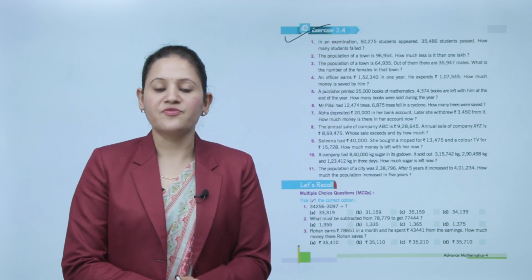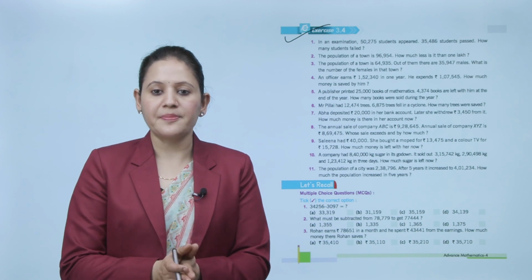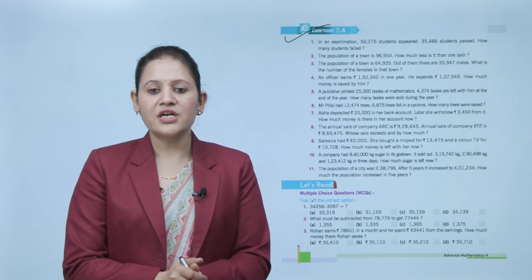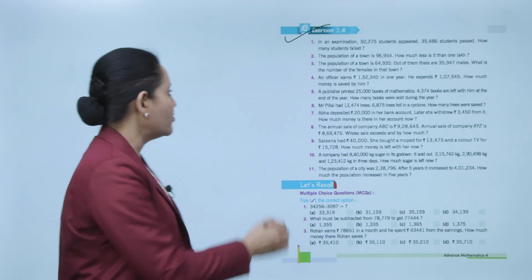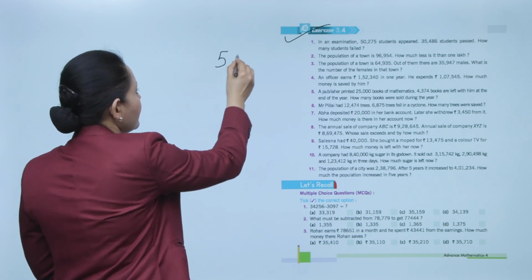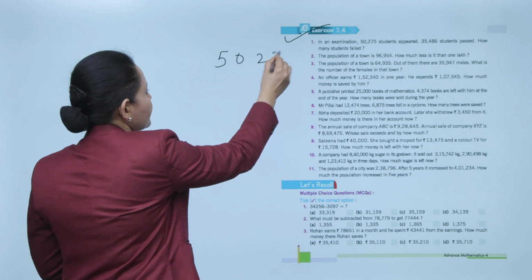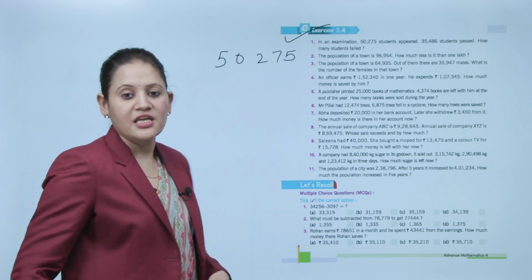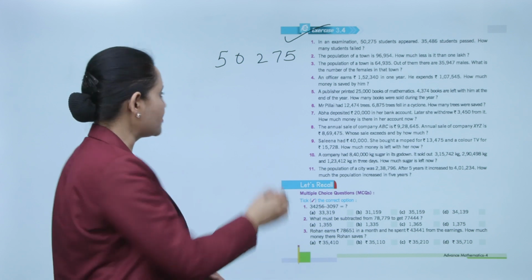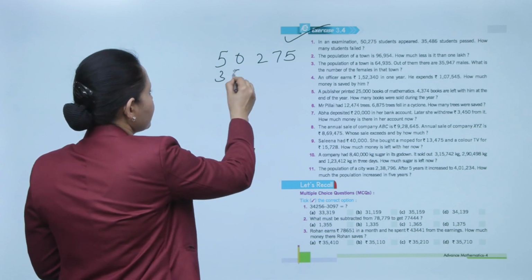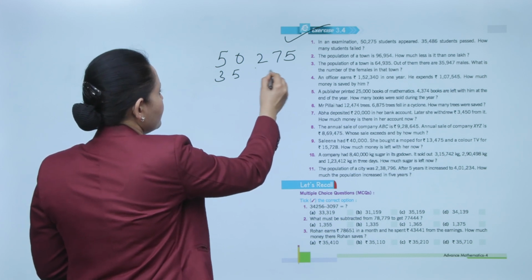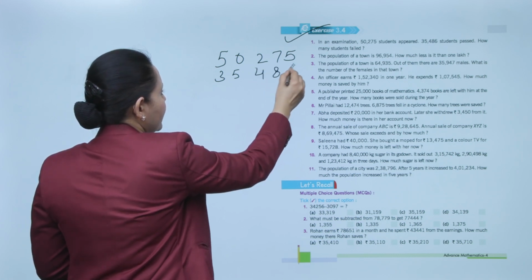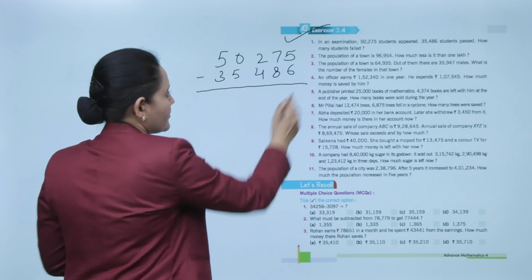In an examination, 50,275 students appeared. 35,486 students passed. How many students failed? So what will we do? Total number of students is 50,275. Out of that, 35,486 students passed. So we will subtract that. We'll get the number of students who failed in the examination. Clear?